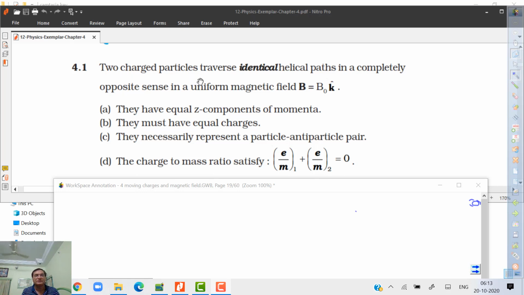Two charged particles travel identical helical paths in a completely opposite sense in a uniform magnetic field B equal to B0 k. They have equal Z components of the momenta. They must have equal charges. They necessarily represent a particle-antiparticle pair. The charge to mass ratio satisfies this condition.